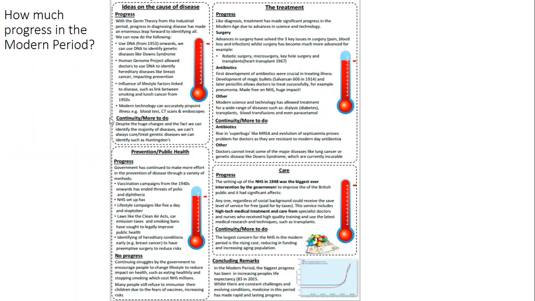However, even though there are huge changes and we can identify the majority of diseases, we can't always cure or treat genetic illnesses such as Huntington's disease. So that's definitely more to do.